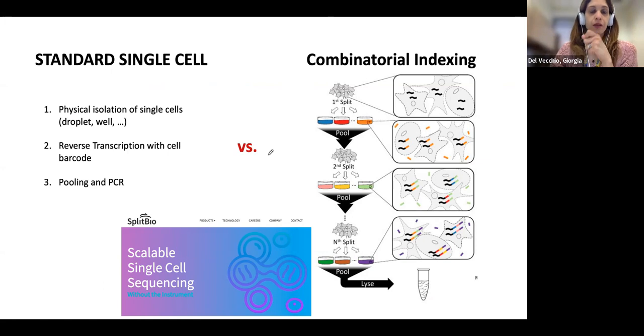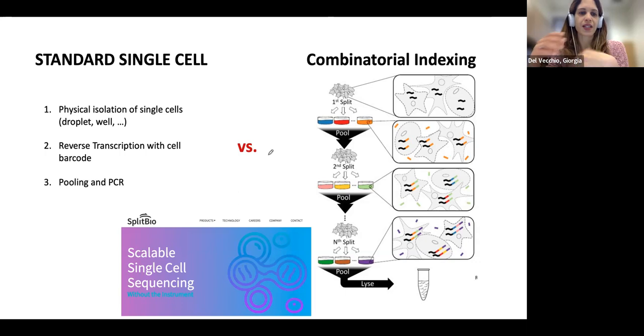Okay. So for the standard single cell approach, sorry, we need physical isolation of the single cell. It can be in a droplet, as for Drop-seq or the 10x, or it can be a well, as for BD.